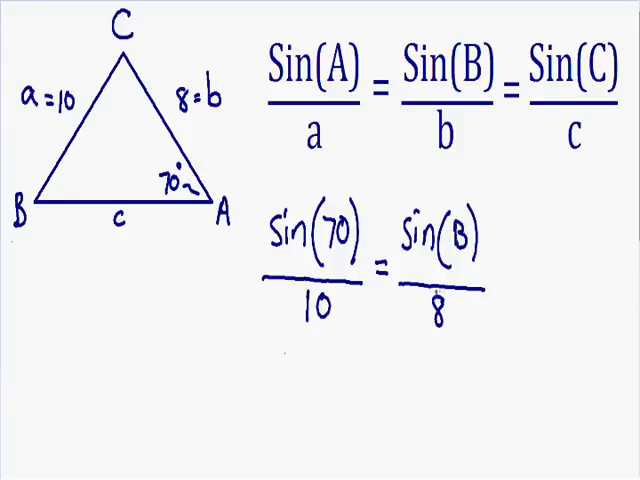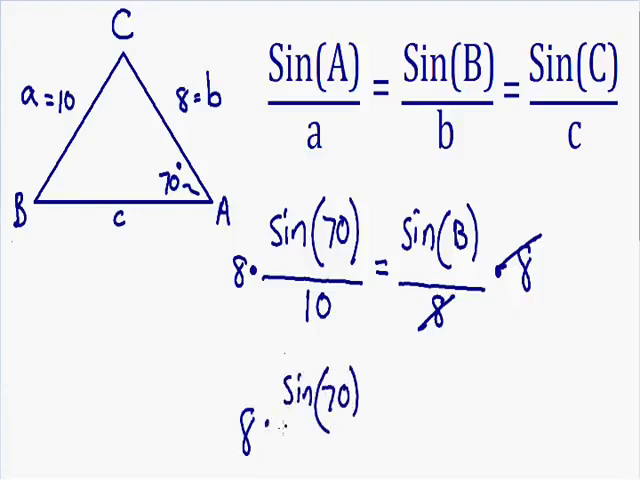So we want to get B by itself, so the first thing I'm going to do is multiply both sides of this equation by 8. And notice how on the right hand side the 8's cancel out. So on the left hand side we have 8 multiplied by the sine of 70 divided by 10 is equal to the sine of B.